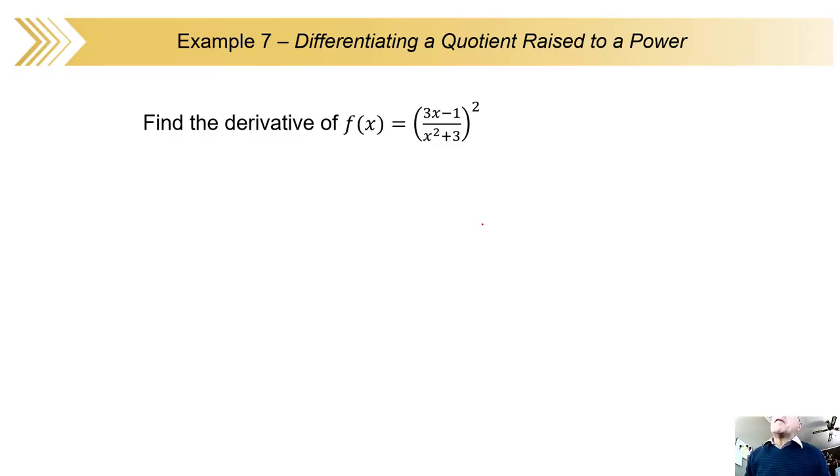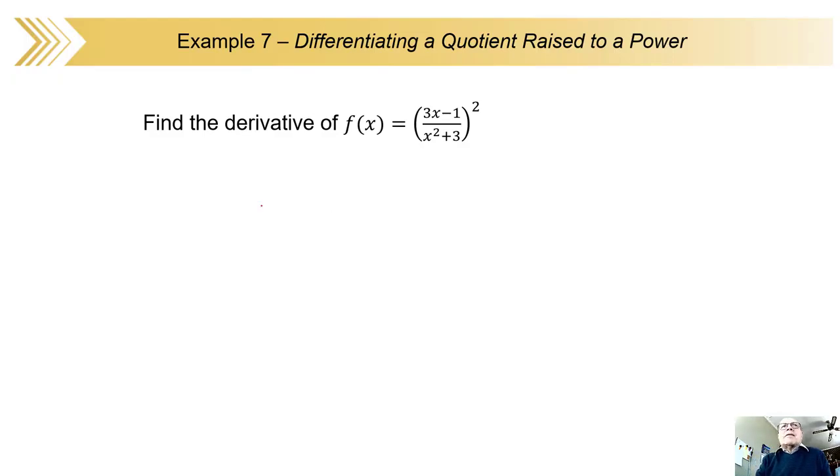Next, find the derivative of f of x. We've got a function inside a function, and that inside function is a quotient. So we're going to be combining several things. This is a lot of practice, and this also tests in a way whether you've got the product rule and the quotient rule down. Just take them one at a time.